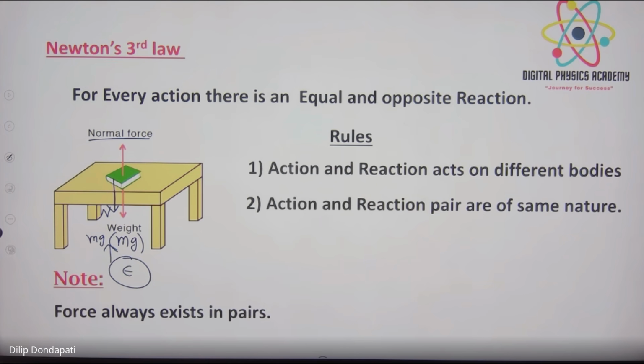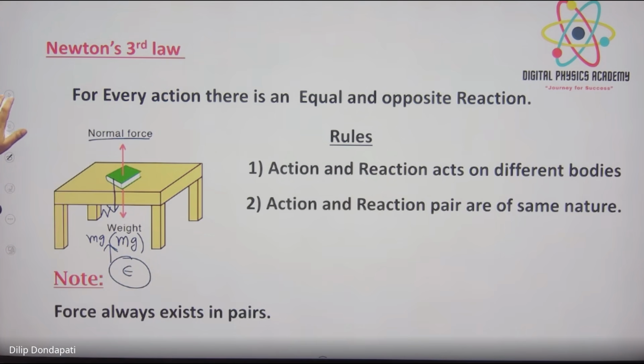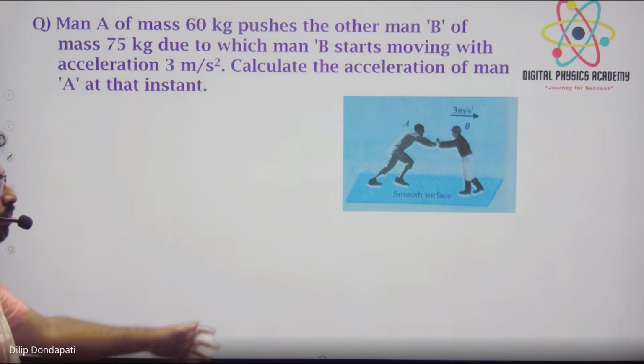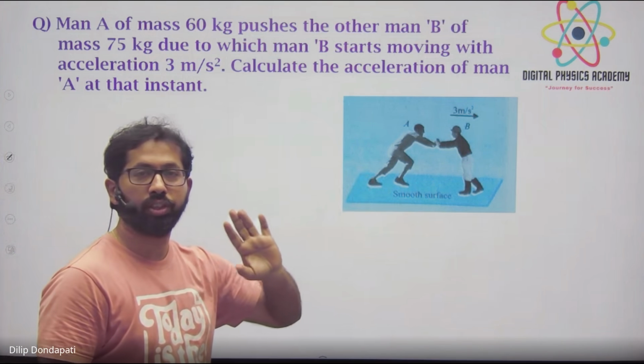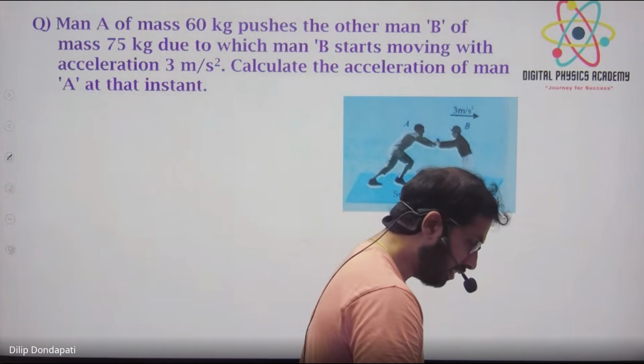Come on, let's do one question. Man A and man B are on a smooth surface, meaning there is no friction. Smooth surface. They are fighting each other. Do it and tell the answer.